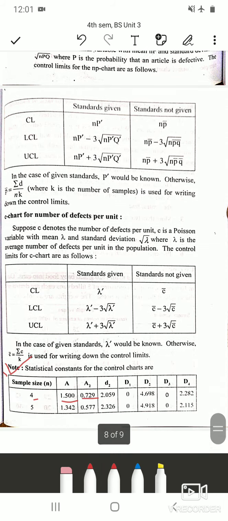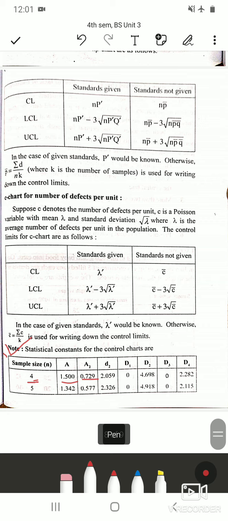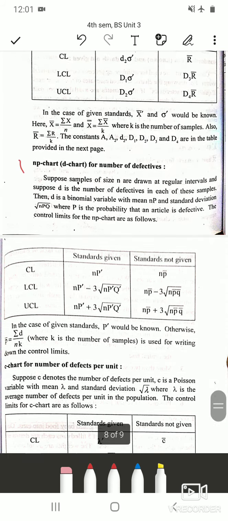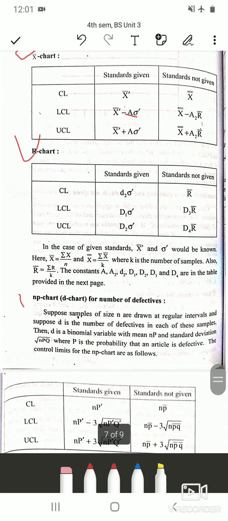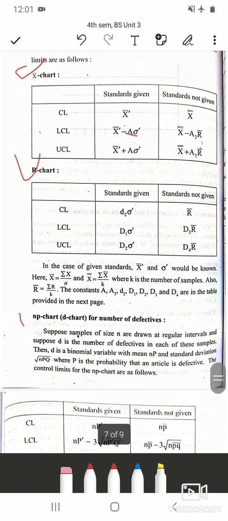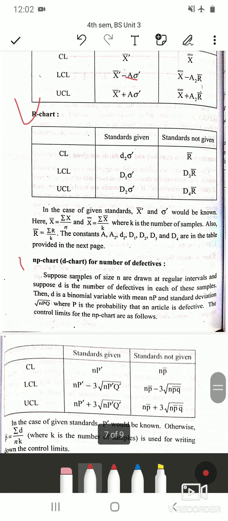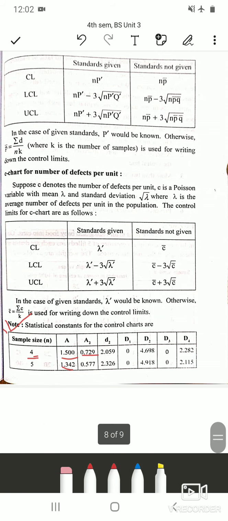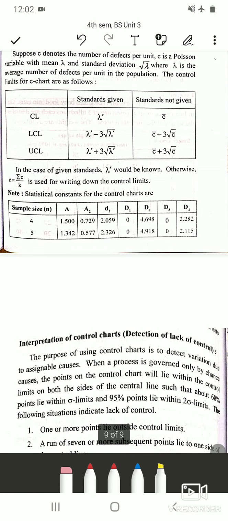So what is the value of A? When n is 4 it is 1.5, and when n is 5 it is 1.3442. So you are using A2 when standards are not given for the X bar chart, and you are using D1, D2, D3, D4 and small d2 for the R chart. All those values are given. We will be using these when we are solving the problems.